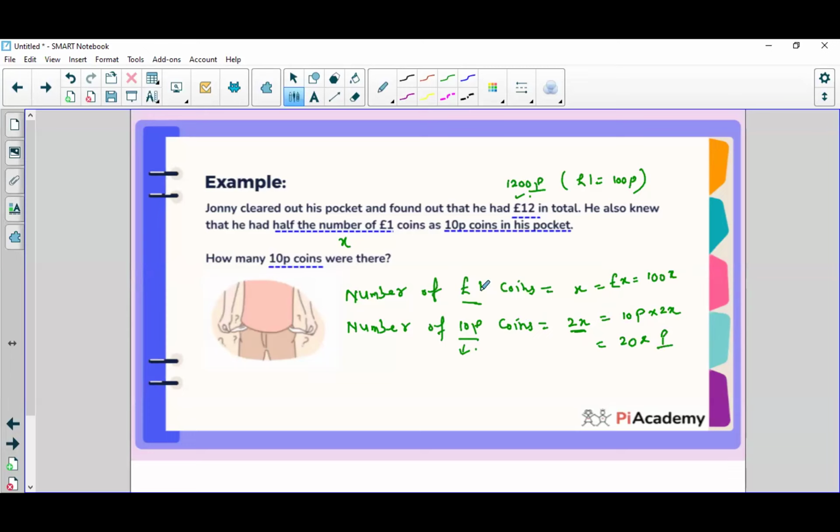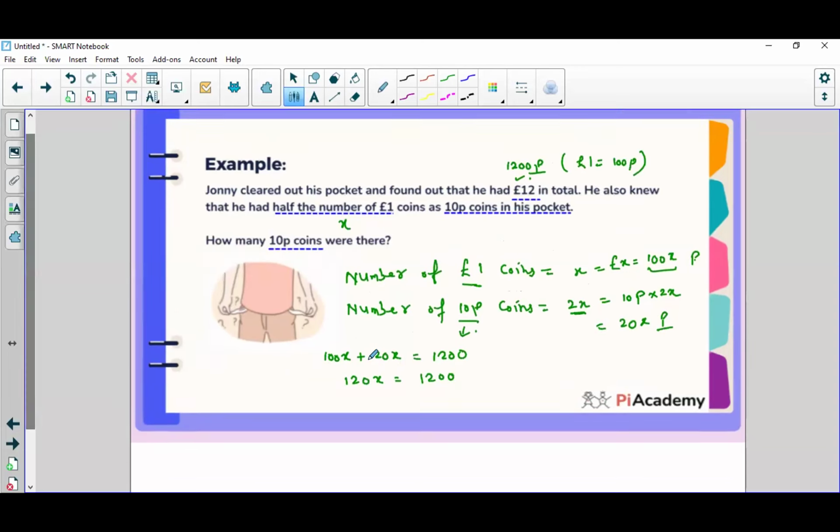Okay. Now we have to add. So this is the total money, 100x pence, plus 20x pence, and I have the total amount 1200. Just solve it now. So 120x equals 1200.